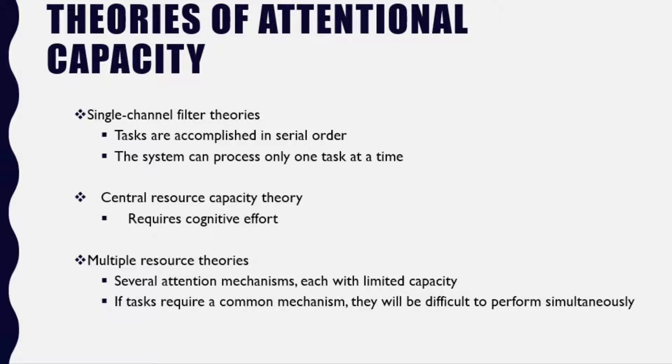The single-channel theory is when a task is finished in serial order, so basically one task at a time before you can begin the next task. The multiple resource theory is when there are several attention mechanisms and you can only devote limited capacity to these tasks. These tasks are found to be more difficult. The central resource capacity theory is like the multiple resource theory, except it requires cognitive effort. The person decides the amount of cognitive effort that is needed to perform tasks simultaneously and whether they can perform these tasks. The attention processing is based on the individual being able to assess and expand their attention to multiple tasks, but at some point, one of these tasks will suffer, just like multiple resource theory.